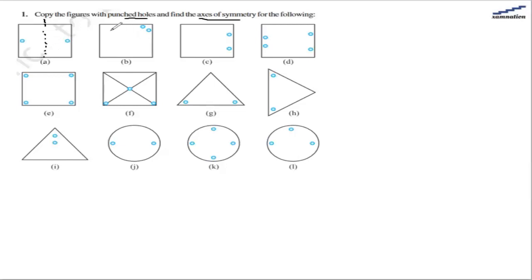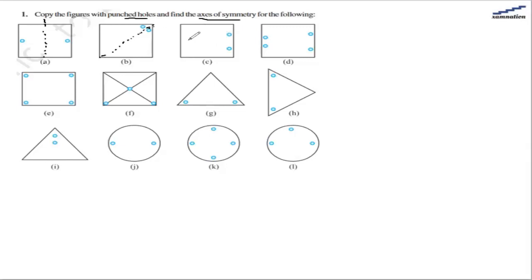For the second one, this is also a square shape, and we have two punched holes near one vertex. So here the axis of symmetry will be something like this. It is kind of a diagonal, and this axis of symmetry divides the whole object into two equal shapes.